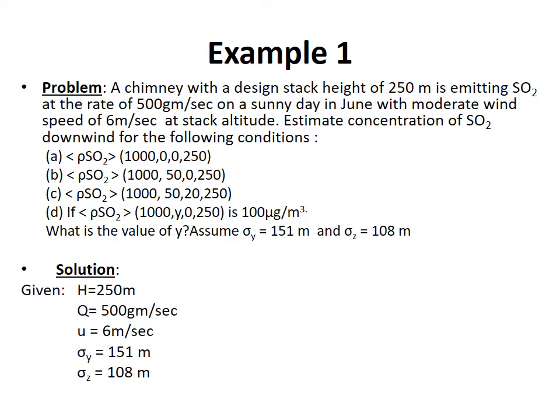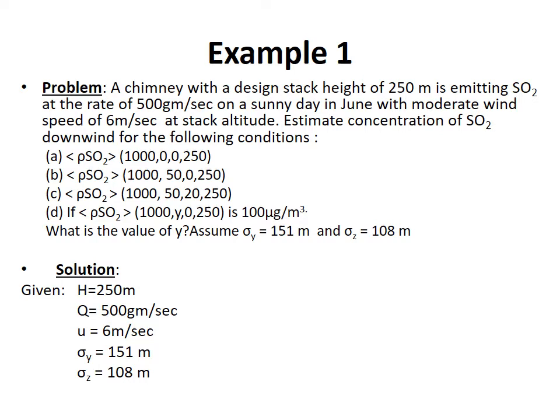A. Rho SO2 at 1000, 0, 0, 250. B. Rho SO2 at 1000, 50, 0, 250. C. Rho SO2 at 1000, 50, 20, 250. D. If rho SO2 at 1000, y, 0, 250 is 100 microgram per meter cube, what is the value of y? Assume sigma y equal to 151 meter and sigma z equal to 108 meters.